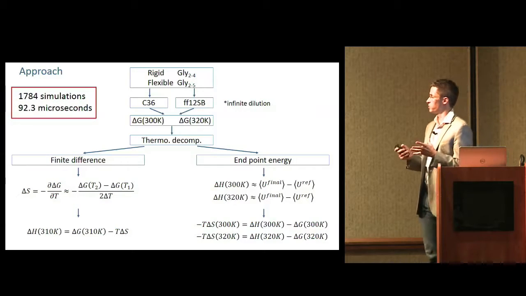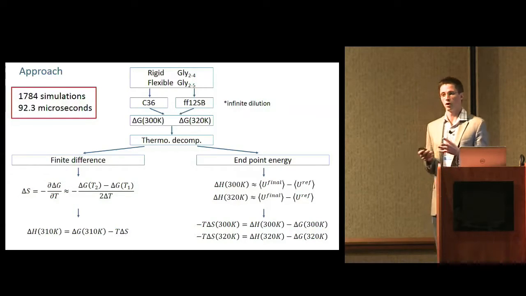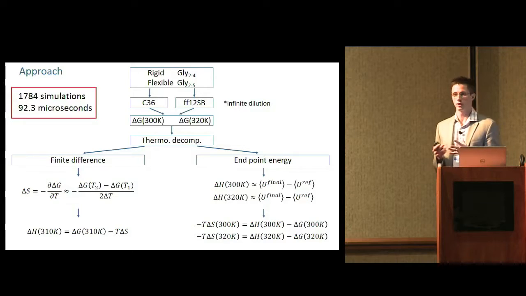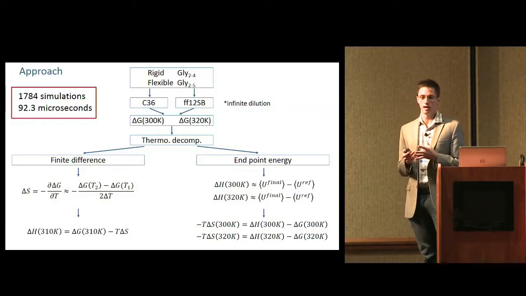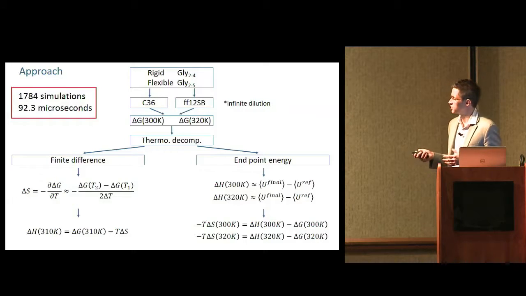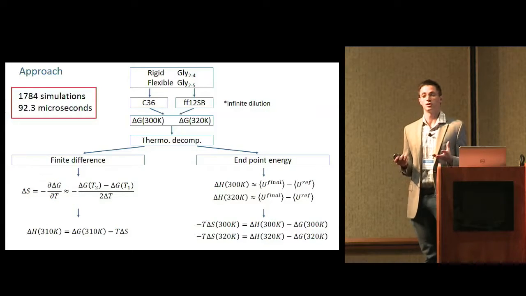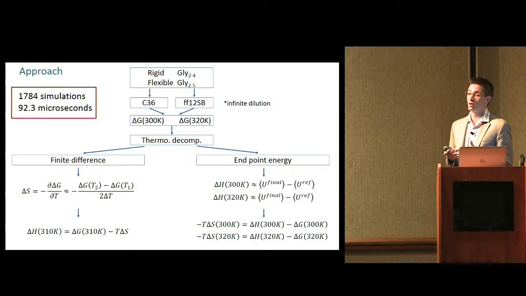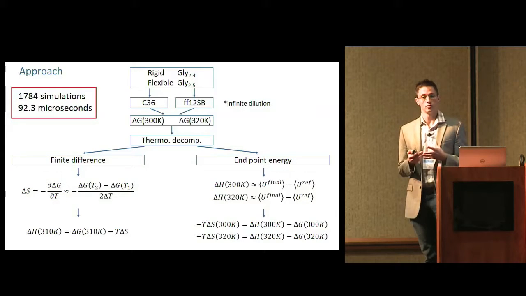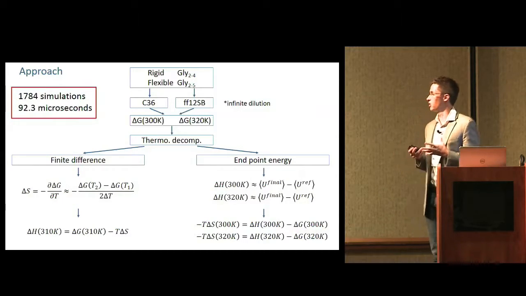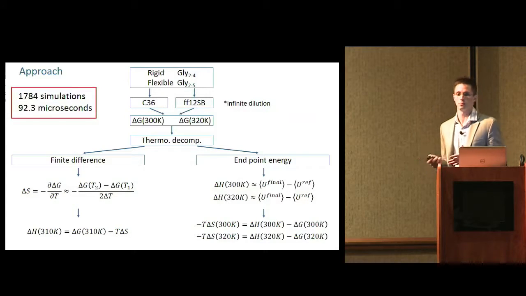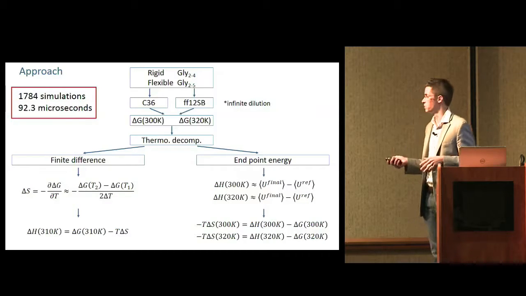And this is where Blue Waters really came into play. Our system sizes are small. I mean, we can get around 100 nanoseconds a day pretty easily, but the problem is these intermediate lambdas. And in total, we had to do 1,784 simulations for an aggregate time of 92 microseconds. So Blue Waters, its high throughput and ability to run a large number of jobs concurrently really made this project tractable or feasible.